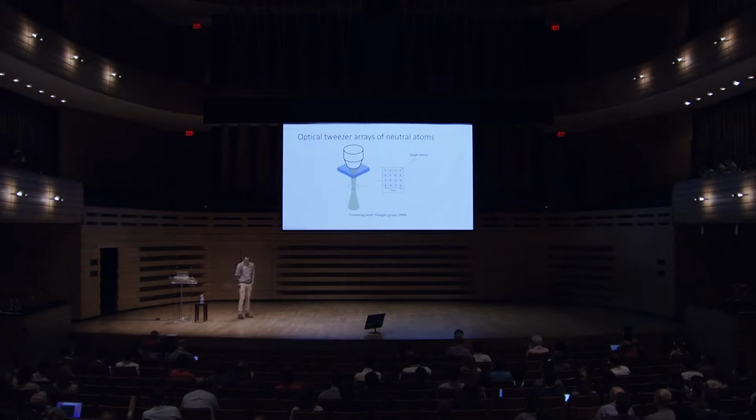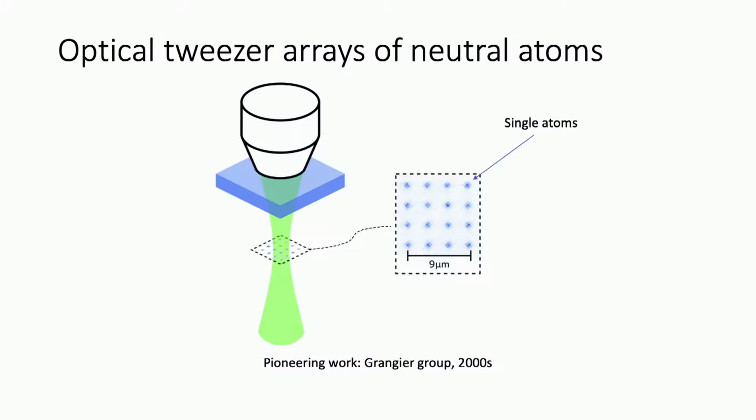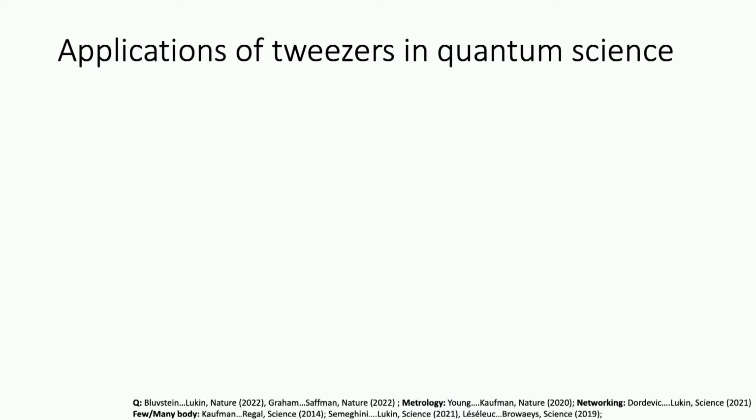So just in case you slept through your alarm, which would be very sad, I'll be continuing using this technology of optical tweezer arrays, a practice in which we use microscopy and spatial light modulation techniques to trap and detect individual neutral atoms. This is based on pioneering work in the Grangier group in the 2000s.